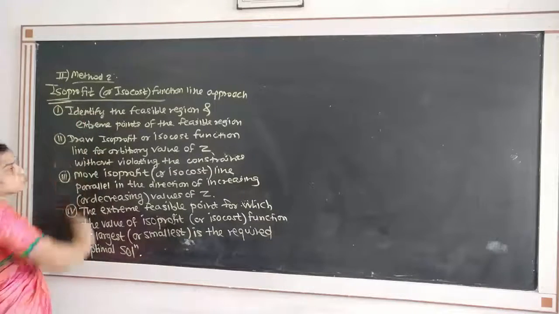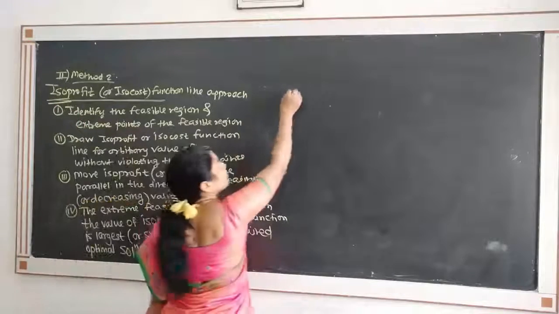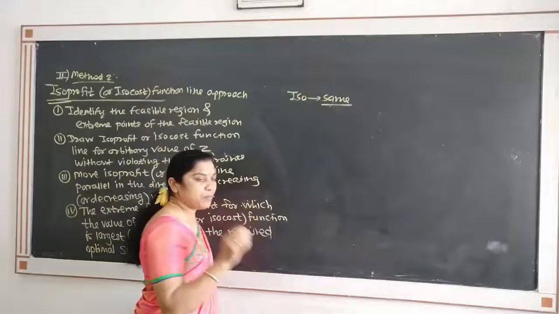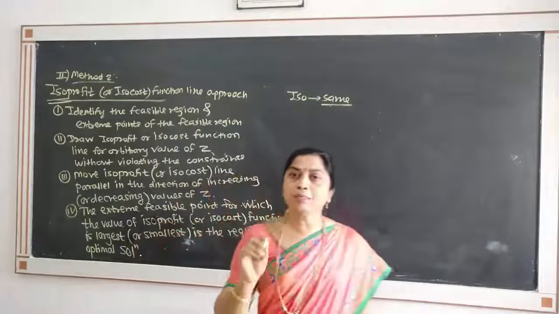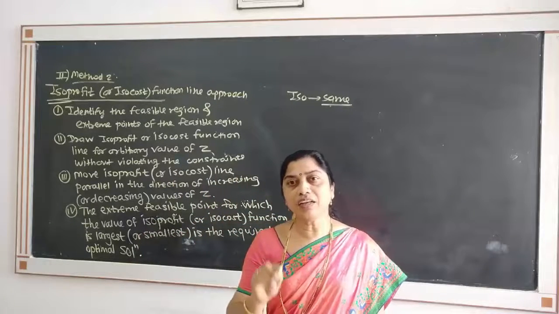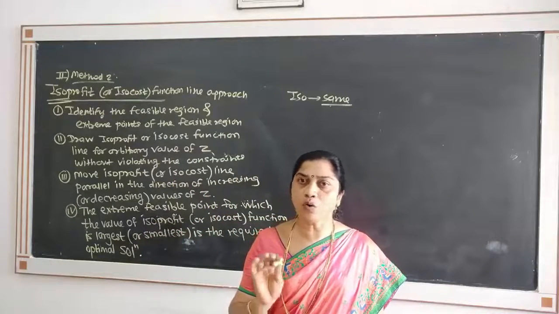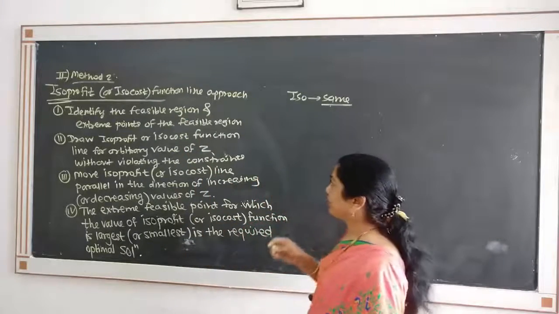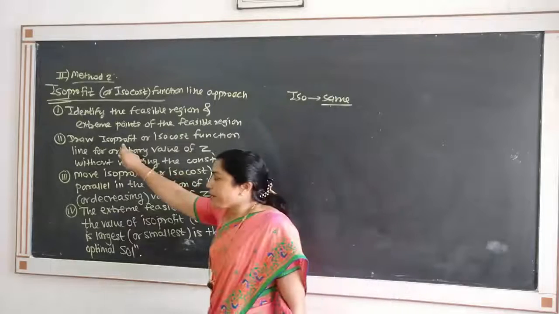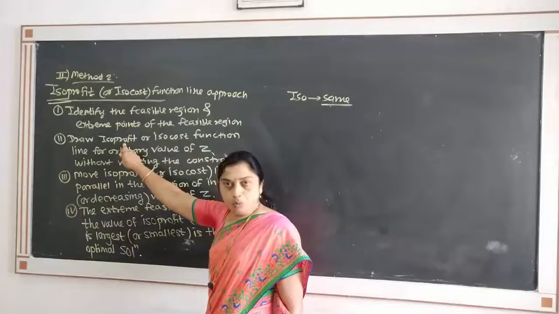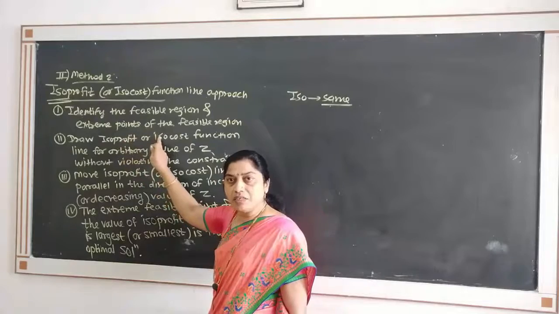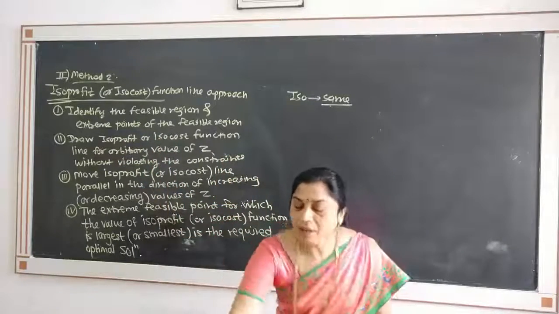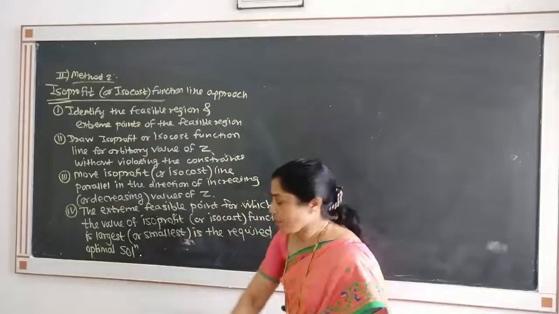The word iso in this means same. Iso means same or equal. It means that any point on that function line takes same profit or cost value. So it is known as isoprofit or isocost function line. When you are maximizing, we are taking isoprofit, and when we are minimizing, we are taking isocost line. So to get the idea, consider an example.